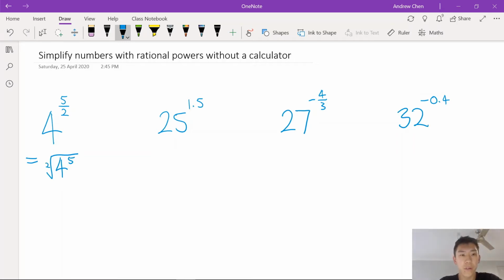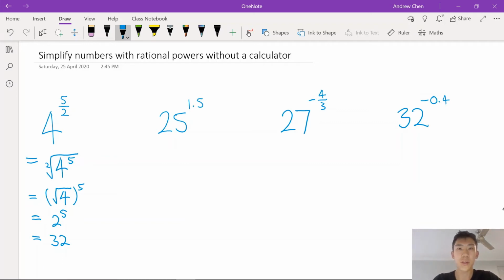So 4 to the power of 5 over 2 becomes the square root of 4 to the power of 5. Now I don't need to write the 2, because a radical sign just means a square root normally anyway. So this is basically the same as saying figure out the square root of 4, then take it to the power of 5. The square root of 4 is 2, and 2 to the power of 5 is 32.